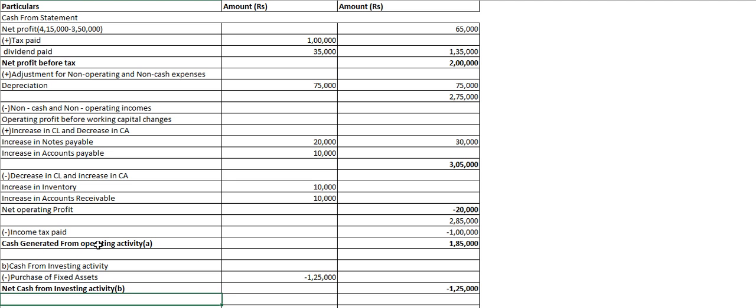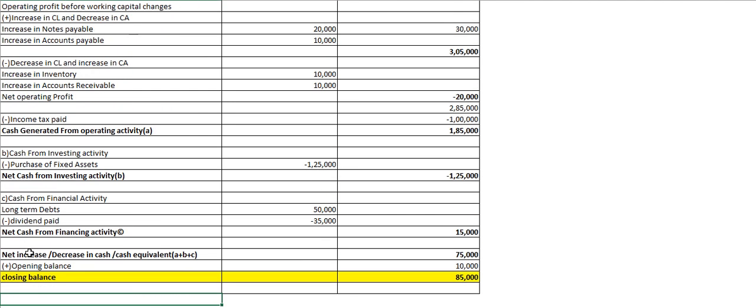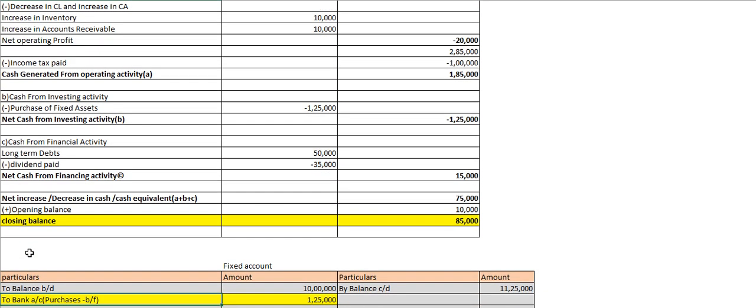Now you will minus your income tax paid during the year, which is nothing but your tax, which is 1 lakh. And you will get your cash generated from operating activities, which is 1,85,000. You might have a question, why are we not preparing the provision for taxation account? We are not preparing it because we do not have the opening and closing balance. So this income tax paid only we will consider.